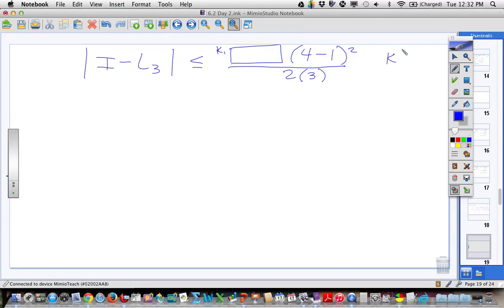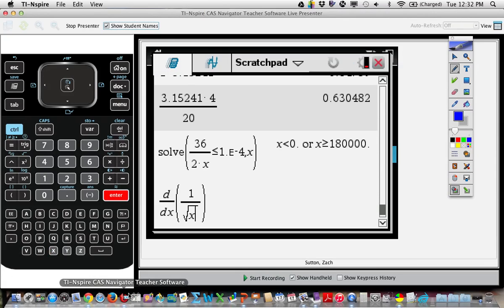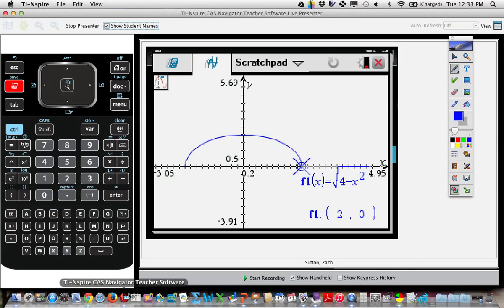And K1, of course, remember, K1 is the max of the absolute value of f prime. So get ready to go here, Zach, and do your derivative of 1 over square root of x. Let's remember how we do this K1. As he's doing that, he does his derivative of our function, that's that. Let's copy that. We're going to copy and paste, and we're going to graph that.